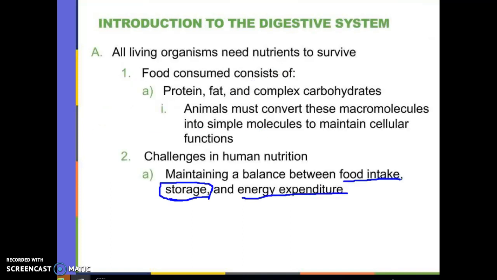digestive system. Again, I'm going to go really fast because my video is going to limit me to 15 minutes. It's going to take you longer than 15 minutes to jot these notes down.